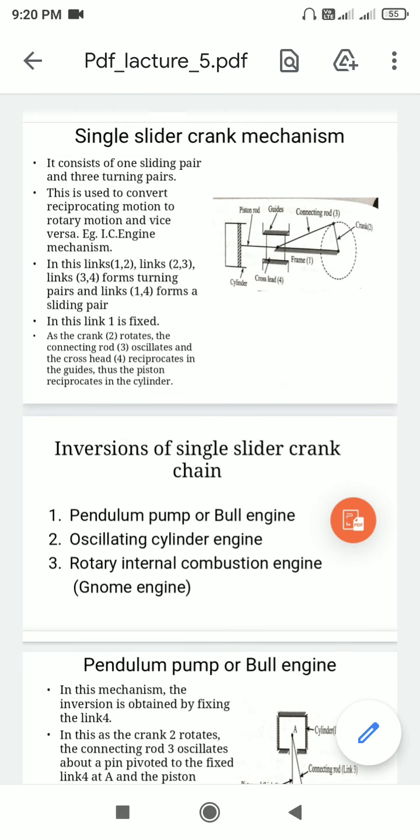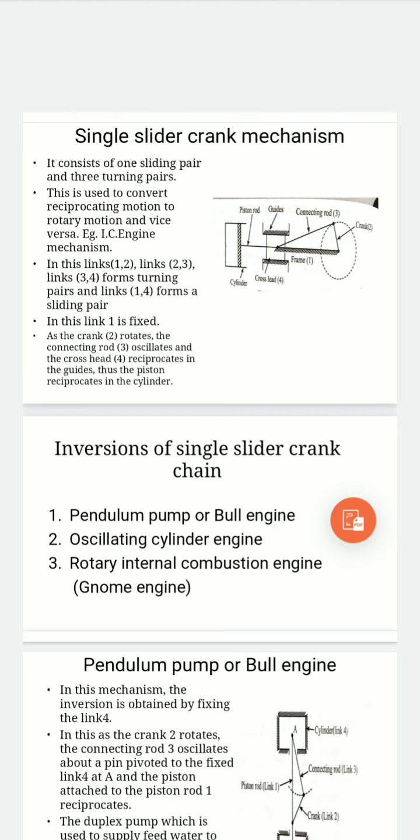So we have studied the single slider crank mechanism, what it consists of, and what the inversions are, how we get the inversions by fixing different links at different times. I think you have followed. In the next class I'm going to talk about the double slider crank chain and its inversions.